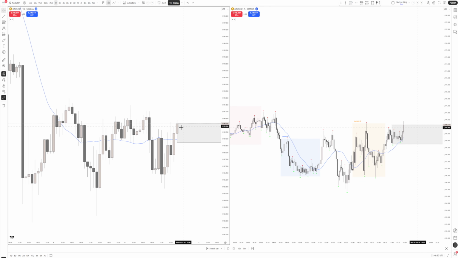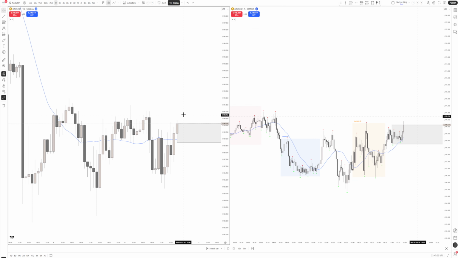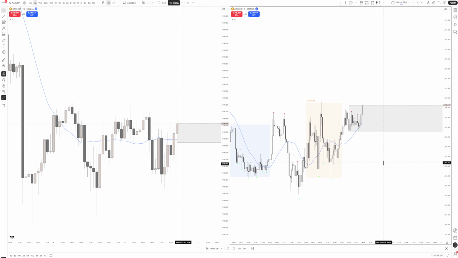So you mark it out like this. You can get a Fibonacci tool and you can untick everything except the 1 and the 0, and you can have the background shaded like this, and it'll give you something like this. So it just saves you time from marking out with the trend lines. And once I've done that, what you will notice is it will automatically appear on the 5-minute.